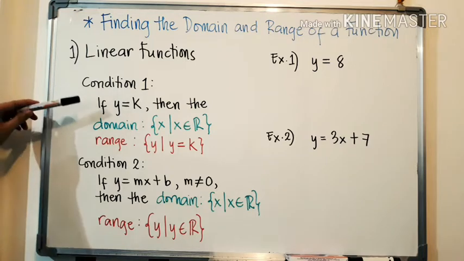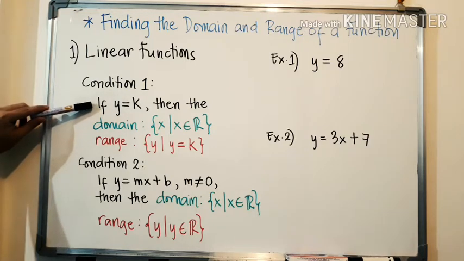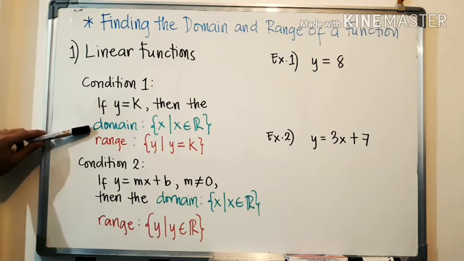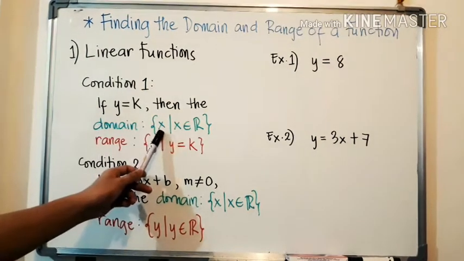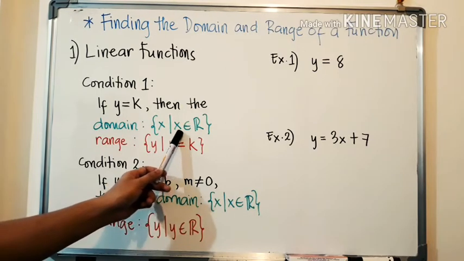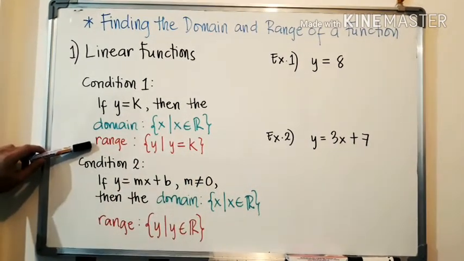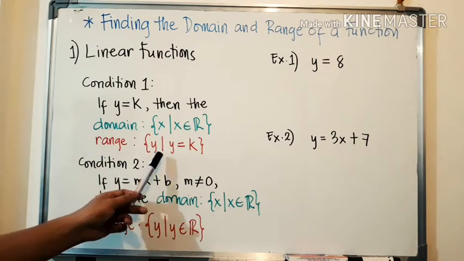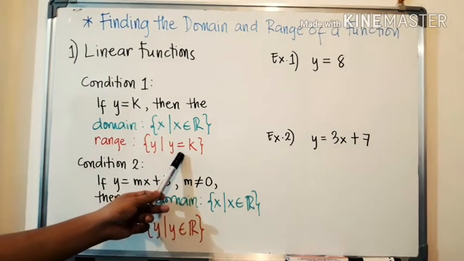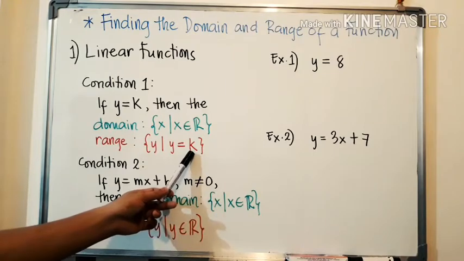You have condition 1. If the linear function y is equal to k, which is a constant or any constant, then the domain is the set of all x such that x is a real number, and the range is the set of all y's such that y is equal to this constant k.